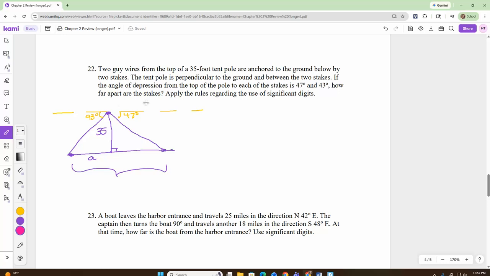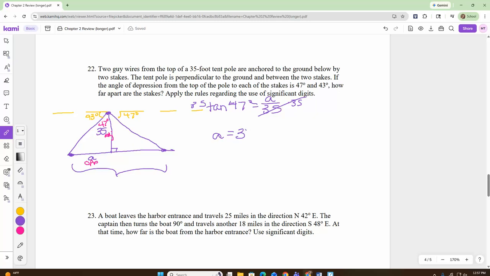Okay, what do we get? 47. Those two have to add up to 90. So from here, this would be my opposite. This is the adjacent. Opposite and adjacent, so the tangent of 47 degrees equals A over 35. Multiply over your 35. So you're typing in 35 tangent of 47.